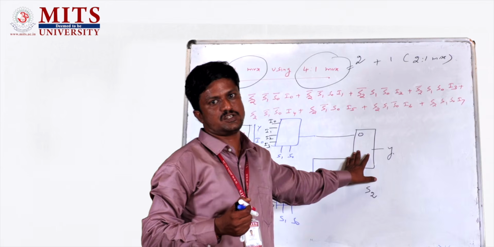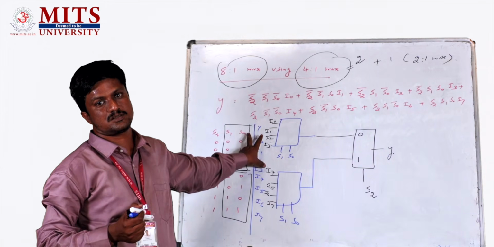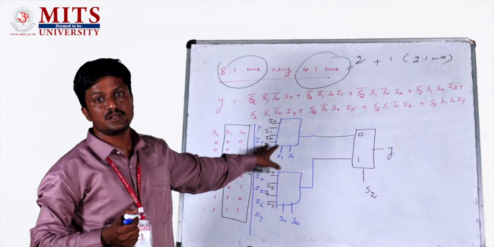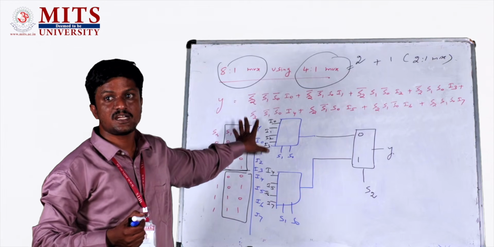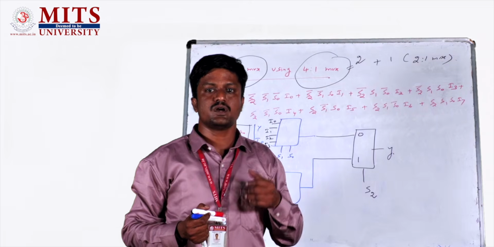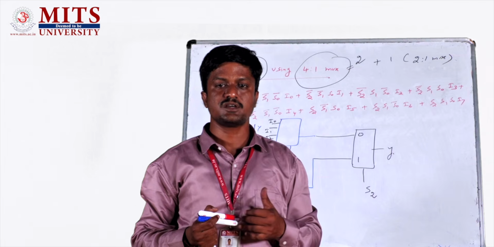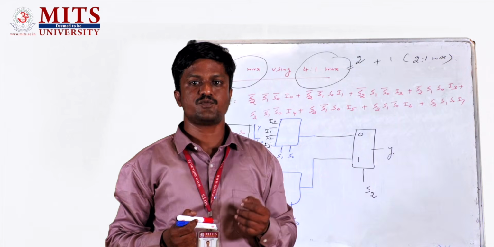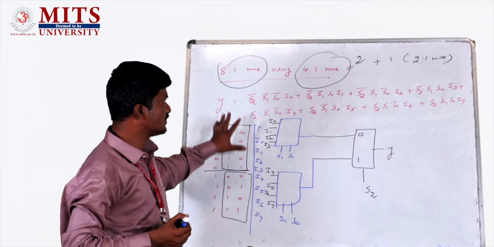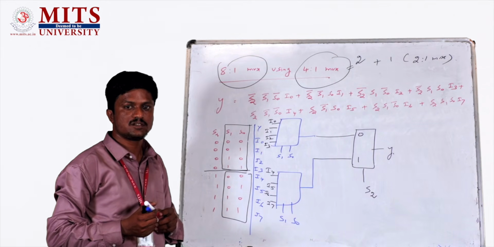When S2 is 0, it's going to select the first 4 is to 1 mux. For the first 4 is to 1 mux, the selection lines are S1, S0, and the corresponding data inputs are I0, I1, I2, I3. Then for the second 4 is to 1 mux, the data inputs are I4, I5, I6, I7. So this is how to realize 8 is to 1 mux using 4 is to 1 mux.